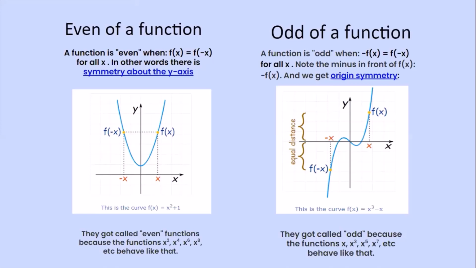Odd function. A function is odd when -f(x) = f(-x) for all x. Note the minus in front of f(x), and we get origin symmetry like this. They are called odd because the functions x to the power of 3, the power of 5, the power of 7, and etc. behave like that.